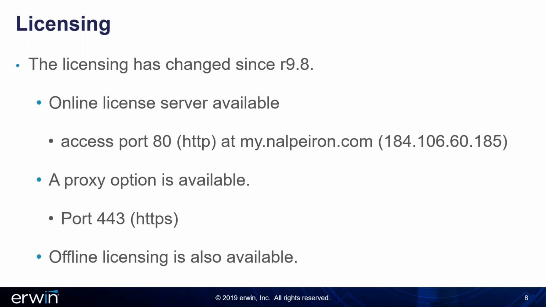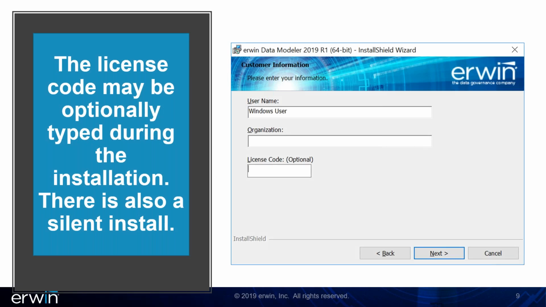Licensing. The licensing has changed since the R9.8 version. There's an online license server available, and you access that at port 80 at mynowprun.com or that IP address. There is a proxy option available, so if you have to go through a proxy to access the internet, we'll be able to handle that on secure port 443. We also have offline licensing available for those who need it. When you're installing Erwin, you get a screen where the license code may be optionally typed in during the installation. And we also offer now a silent installation.